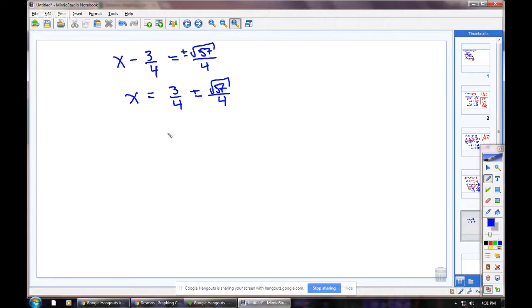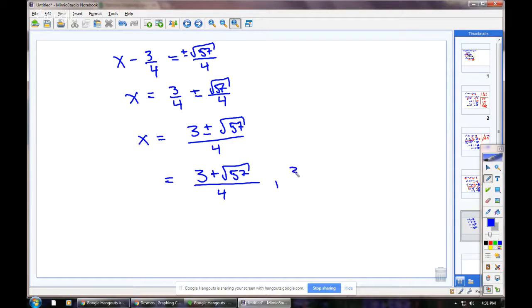Since there's a common denominator, you could take it one step further. You could write it as 3 plus or minus the square root of 57 all over 4, like that. And we could check by plugging one of these in. So there's 2 answers here. One of them is 3 plus the square root of 57, all over 4. The other is 3 minus the square root of 57, all over 4.